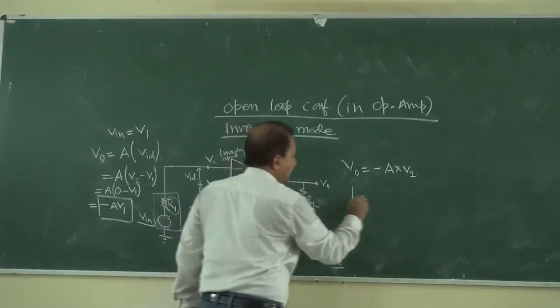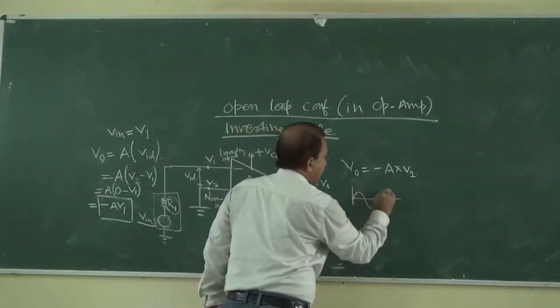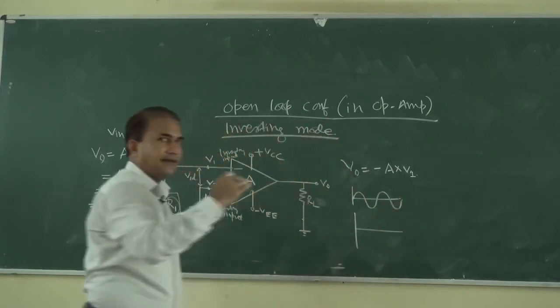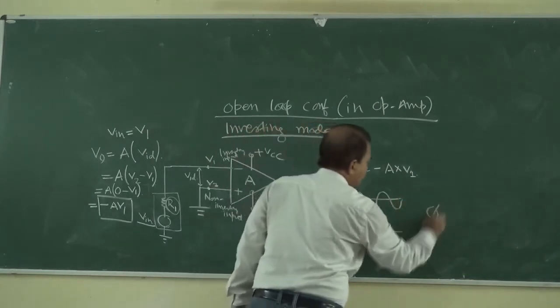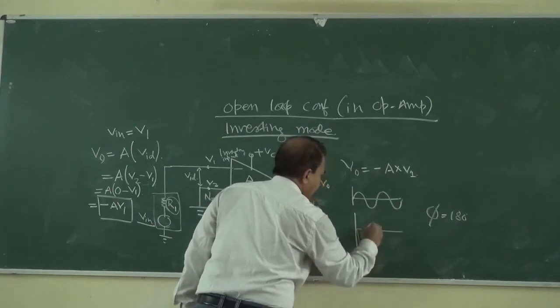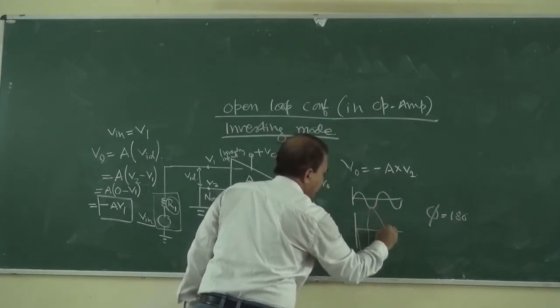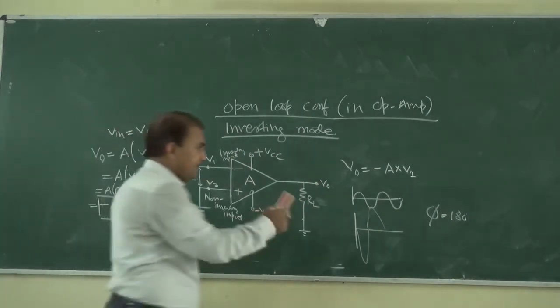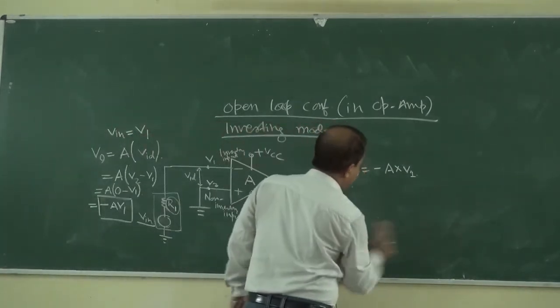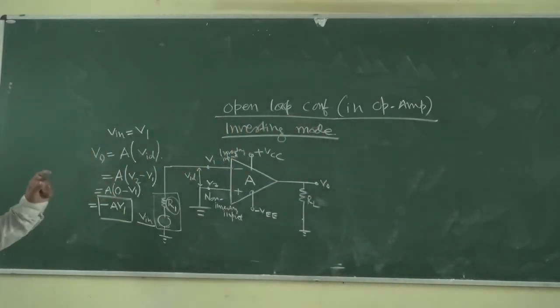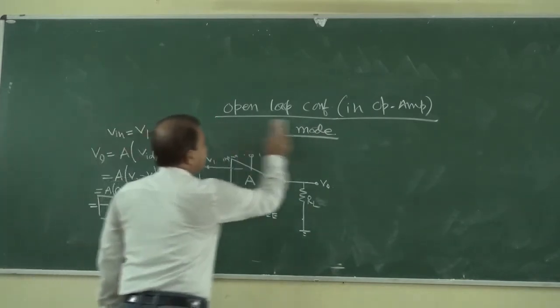So if the input signal is like this, then the output will be amplified like this, and its phase will be shifted. It will be amplified, and there will be a phase difference of 180 degree. Okay. So this is all about inverting mode. Then we will study about non-inverting mode.